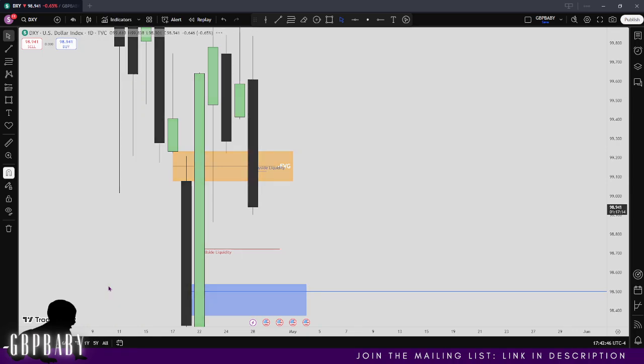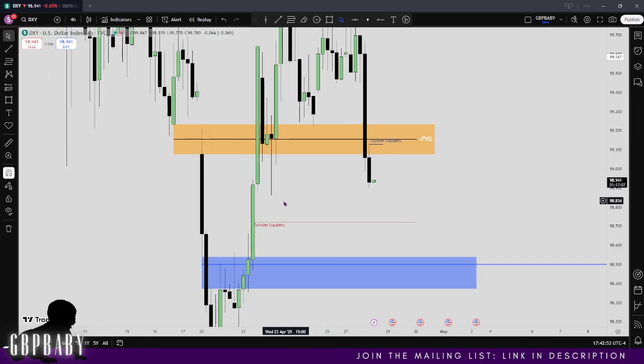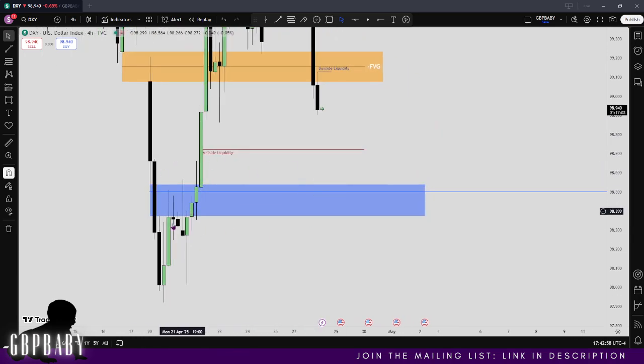Let's go to the 4 hour. And you can see this much more detailed. There's some buy side above there that price may want to tap and run first, but then overall I'm looking for us to run below these lows, fill this fair value gap, and again tap into this range where we have some mitigation, where smart money may be accumulating again.